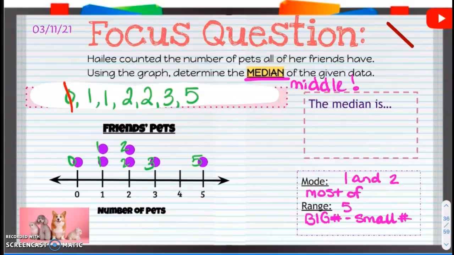Let's go ahead and find the middle. Here's our middle, our median, the number in the middle, which is 2. And that's going to be it for our focus question. Great job.